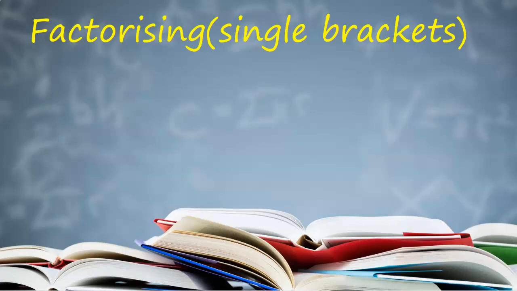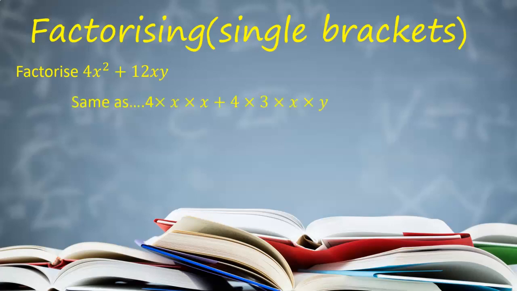Here's an example, 4x squared plus 12xy. When we factorize an algebraic equation or expression, we generally put in brackets and find the factors. Factors are numbers or expressions we multiply together to get the original thing we wanted to factorize. As a quick reminder, in algebra the multiplication signs are there, but we don't write them, they are implied. For example, 12xy is actually the same as 12 times x times y. So to make things easier, we can write those multiplication signs in.